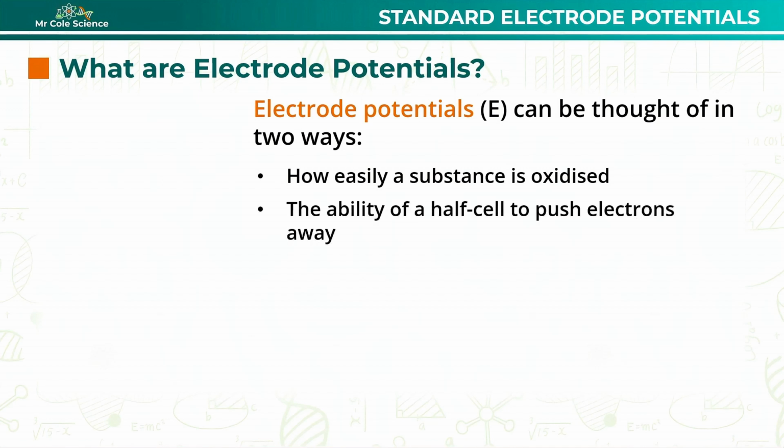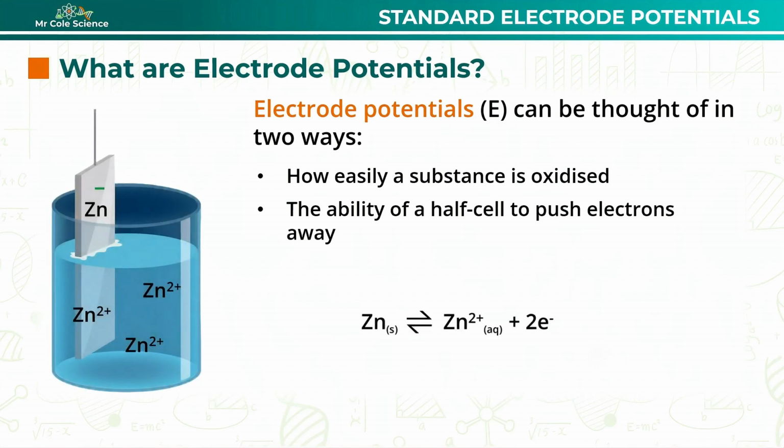Our second way of thinking about it is as a measure of the ability of a half cell to push electrons away. For us to understand these, we need to look at a half cell in a little bit more detail. So here we have a half cell with its reversible reaction. Now, the electrode potential of any half cell directly relates to the position of the equilibrium within that reversible reaction.